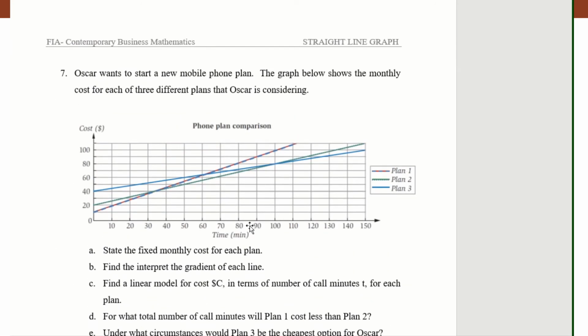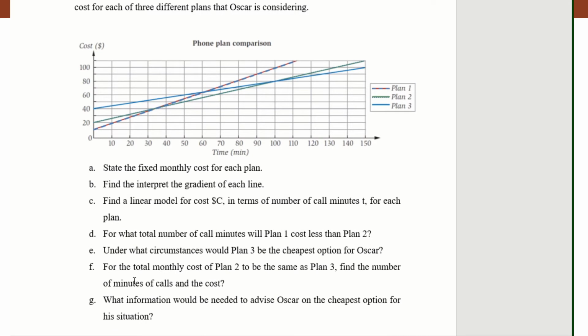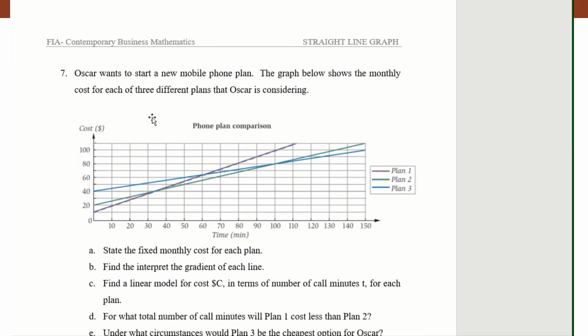Question 7, I've gone through this in class one by one. I will also share the slides for you.